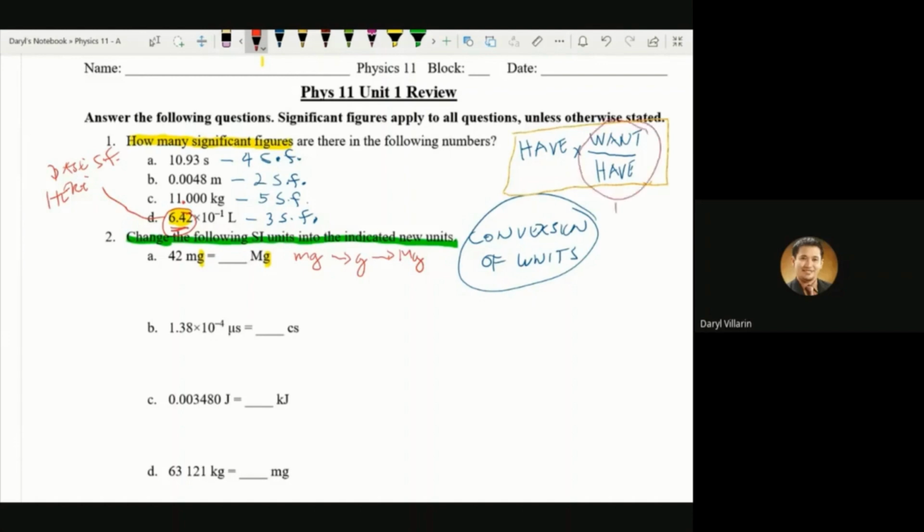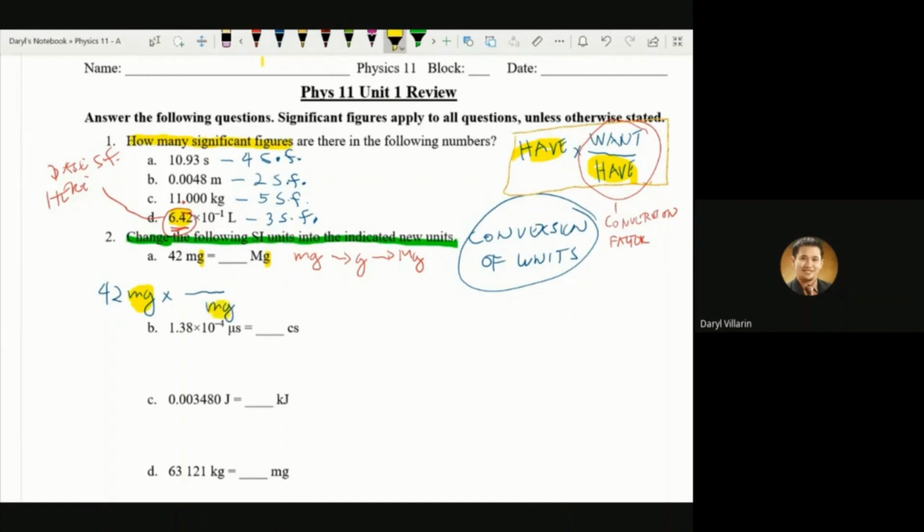Remember, this is your conversion factor. I don't have a direct conversion between milligram and megagram. So therefore, I need to go from milligram to gram and from gram to megagram, because I know the multipliers of the different prefixes. I'm going to start first with 42 milligram. Then I'm going to multiply that with my conversion factor. Again, if you go back here, this is what you have and what you want. So whatever is the unit of the given, that's the unit that I will also write in the denominator, milligram.